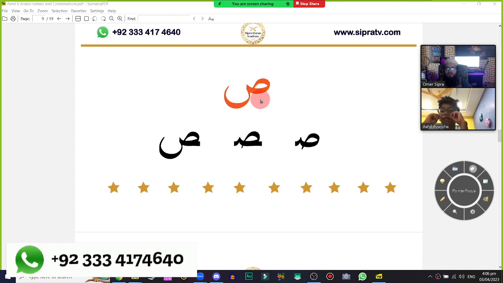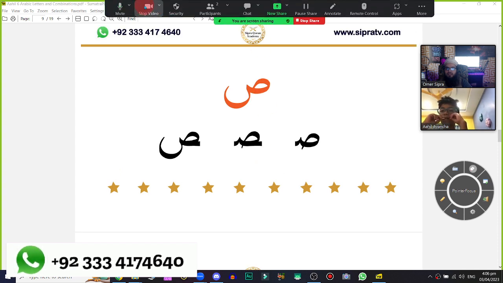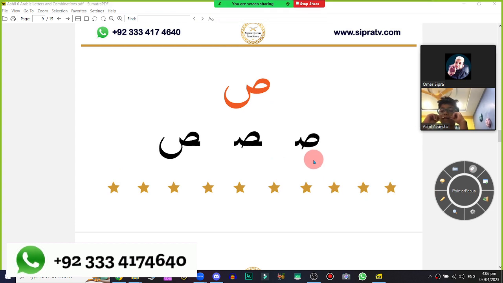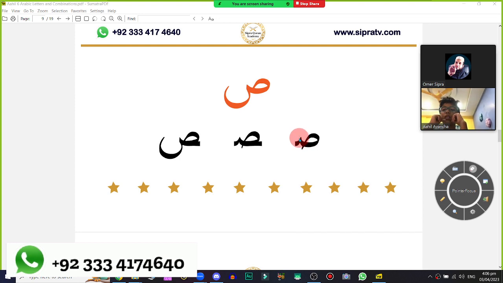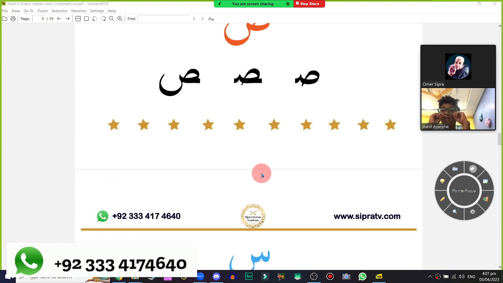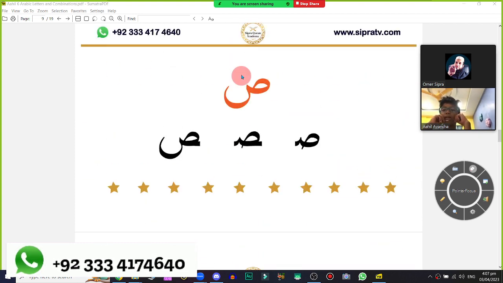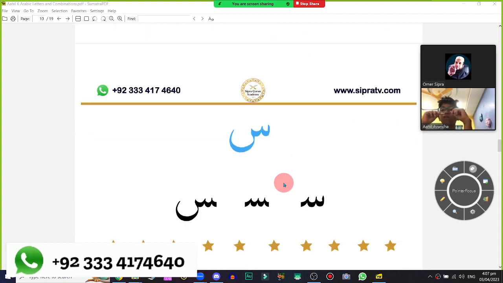Now comes the letter Sod. If it is in the beginning, this is the principal shape which you need to remember. This is how it will look. At the left side, there will be a handle with which other letters will be connected. If it comes in the middle, same thing: right side one handle, left side one handle, in the middle this shape, and at the end it will be in its complete shape. Same is the case with the letter Dod, if you place one dot at the top.